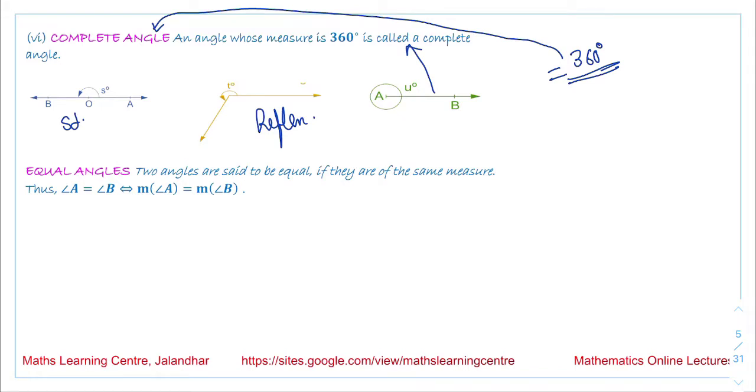The next definition we have is: if the measure of two angles is the same, the angles are said to be equal. So we can write it like angle A is equal to angle B. This is the same as writing measure of angle A is equal to measure of angle B. You can use either of these notations, but in general we do not write M every time, we just write angle A is equal to angle B. Its meaning should be clear to you, that we are saying the measure of both these angles is the same.